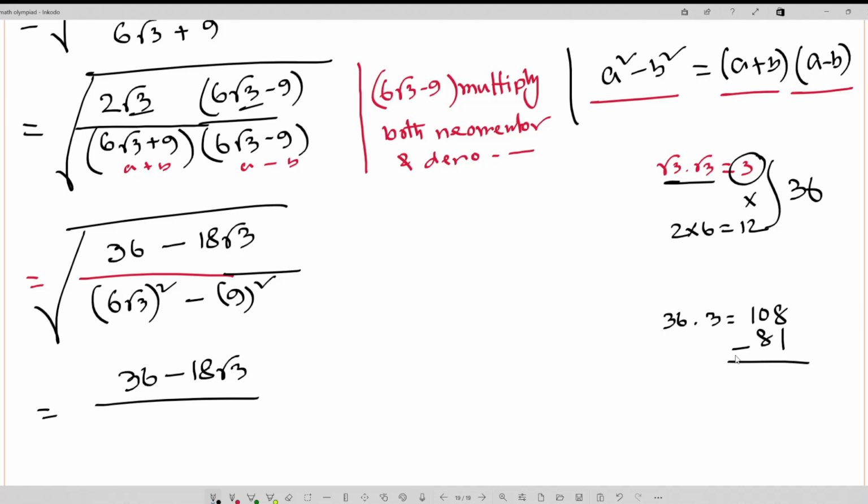So once we subtract this one, 8 minus 1 means 7, and 10 minus 8 means 2, carry 1, so 1 minus 1 is 0, so 27. So we can write here 27.